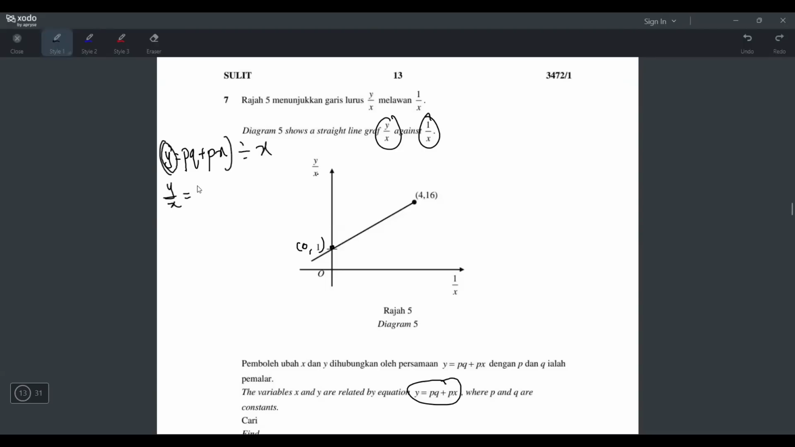So here you end up with pq over x, but I will write it a bit differently. I'll write it like this, right? And then plus p. Okay, px divided by x. Let me explain why I write it like this. When you divide pq by x, it is pq over x, right?